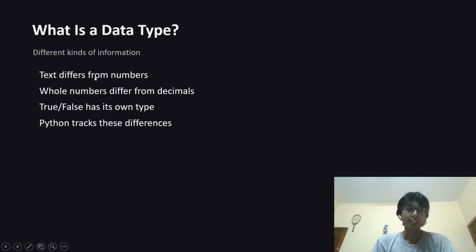So we have text that differs from numbers. From now on, we are going to call text a string. So string is different from numbers. We have whole numbers that are different from decimals. And we have true or false. It's not just the words true or false. True or false is basically a fundamental of programming.